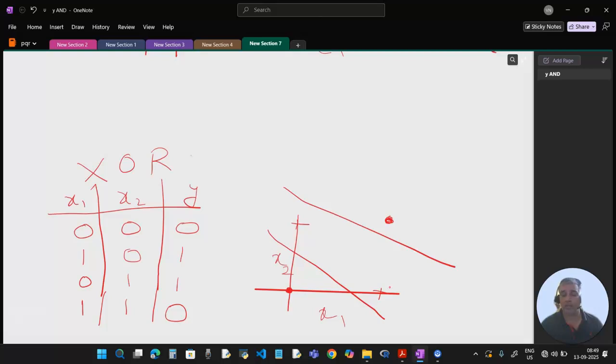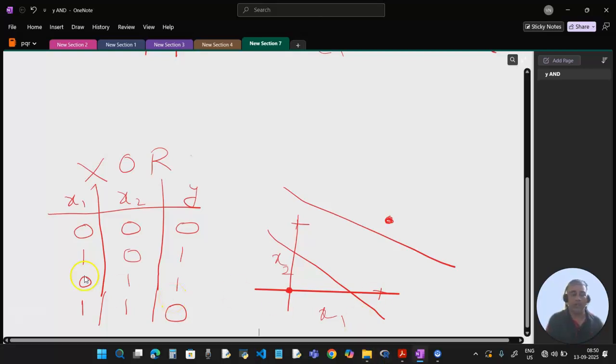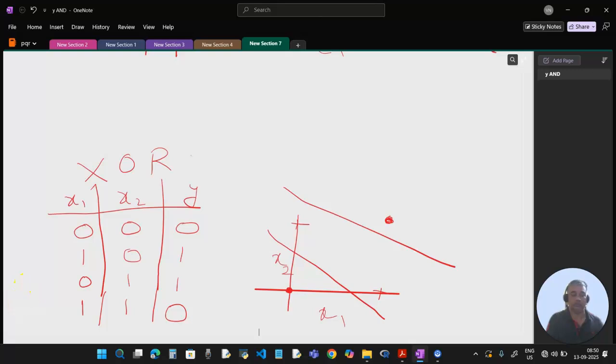When you have such a thing, we cannot use a perceptron, or the perceptron fails in this case. Then what should we use? We have to use a multi-layer network. That's what we will be discussing in the next class, that is, how to solve this XOR problem by using a multi-layer network. Thank you.